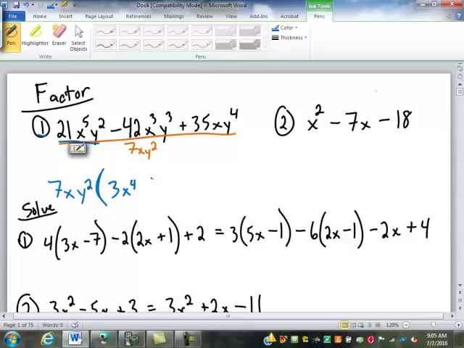Okay, negative 42 divided by 7 is negative 6. What about x? X squared and just y. For the y's, it's 3 minus 2 is 1, so it's y to the 1 or just y. Then what? 35 divided by 7 is positive 5. X cancels out, and y squared. Anybody get that?